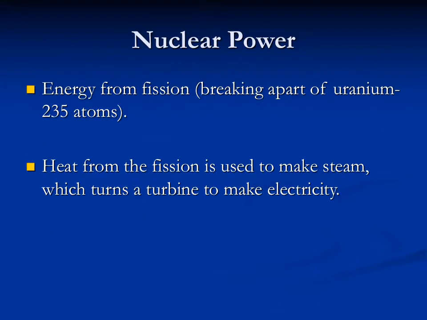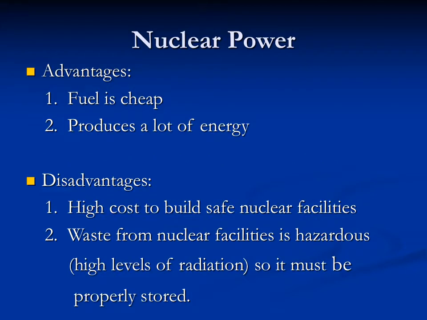So starting with nuclear, power is energy from fission. And a reminder of fission from when we studied astronomy: fission is the breaking apart of uranium-235 atoms. The heat from the fission is used to make steam, and then the steam is what turns the turbine, and that's what creates electricity. Advantages to nuclear are that it's cheap and it produces a ton of energy. Disadvantages are that it's high cost to build safe facilities, and then you've got waste from nuclear facilities that's hazardous. There's high levels of radiation, so in order for it to not be dangerous, it needs to be stored properly.